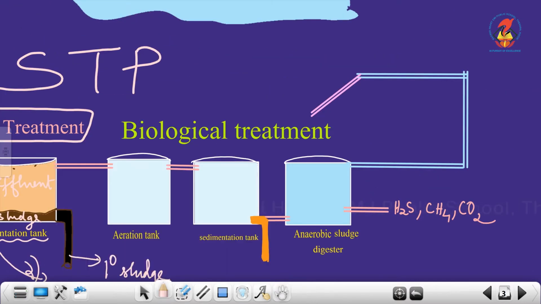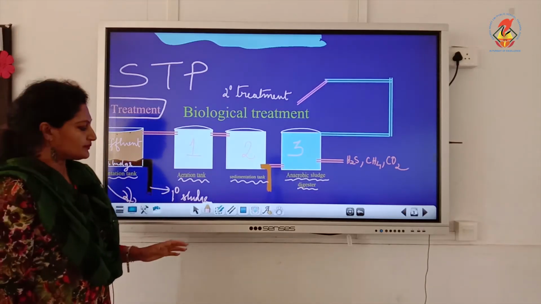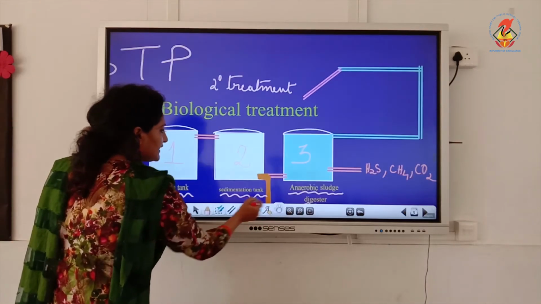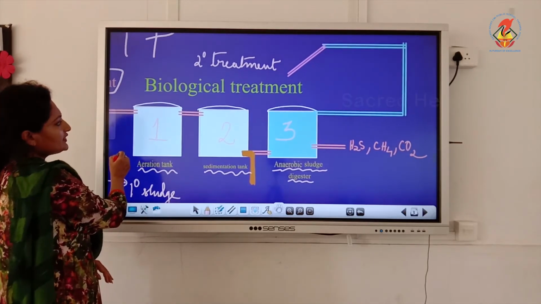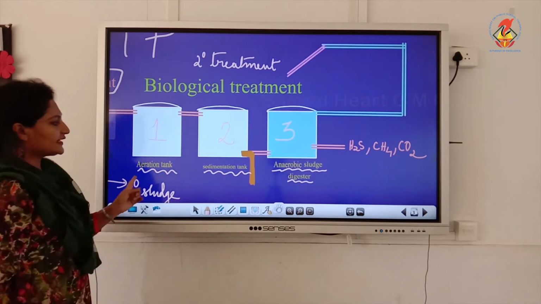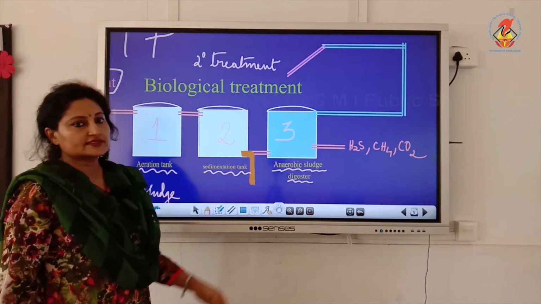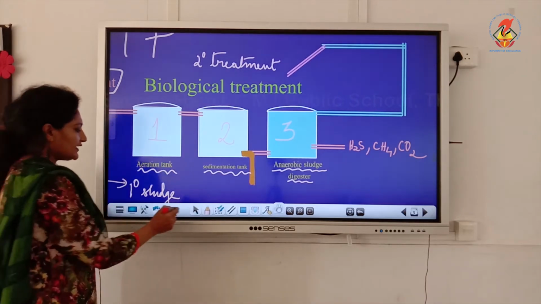Secondary treatment is also known as biological treatment. Here it involves three tanks: first tank, second tank and the third tank. The first tank is called the aeration tank, the second tank is called the sedimentation tank, and the third tank is known as the anaerobic sludge digester. So once again, after the primary treatment or the physical treatment, we are moving on to the biological treatment. The biological treatment involves three tanks. The first is the aeration tank, the second is the sedimentation tank, and the third is the anaerobic sludge digester.